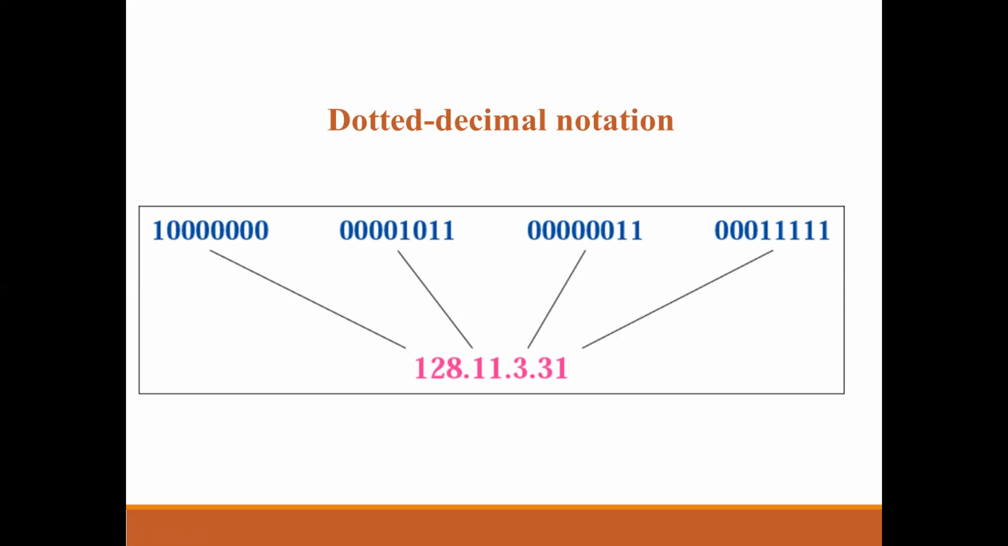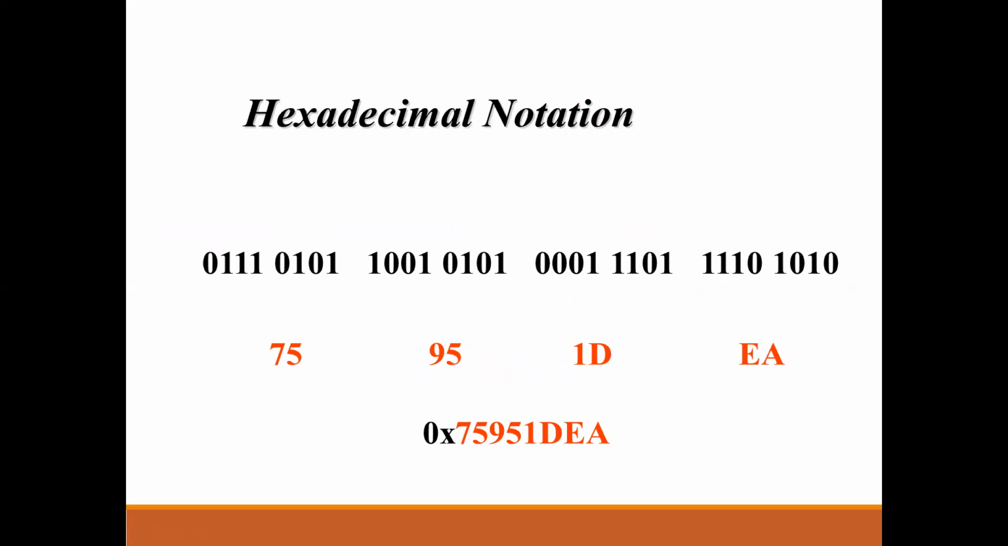128.11.3.31. Then one more method is there to represent the IP address. It can be represented in hexadecimal notation also. Here each byte is converted into hexadecimal and then it is represented in hexadecimal. So you can see here, this is 75951DEA. It is represented in the hexadecimal notation system.